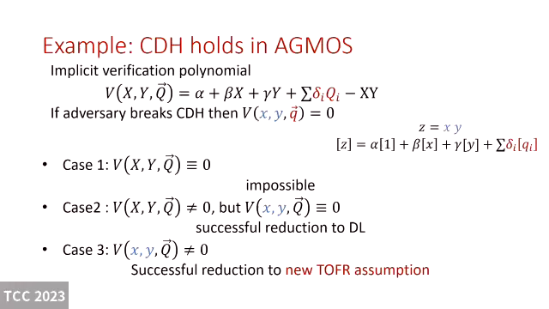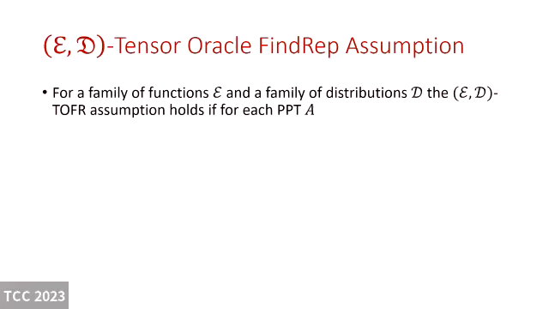And the third case, where also this last verification polynomial is not zero as a polynomial, we show that this again happens with negligible probability through a reduction to a new assumption, the Topher assumption, that we introduce in this work. So the introduction of the Topher assumption is actually the main technical part of this work. Let me just explain to you what this assumption is.